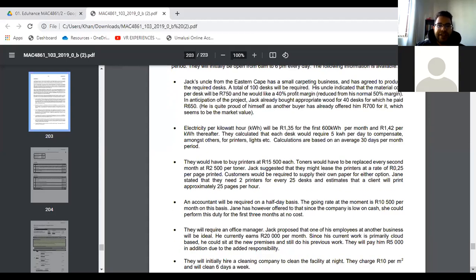So point number 1, Jack's uncle from the Eastern Cape has a small carpentry business and has agreed to produce the required desks. A total of 100 desks will be required. His uncle indicated that the material cost per desk will be 750 Rand and would like a 40% profit margin, reduced from his normal 50% margin. Okay, so there you can see what the cost would be, 750 plus a 40% margin.